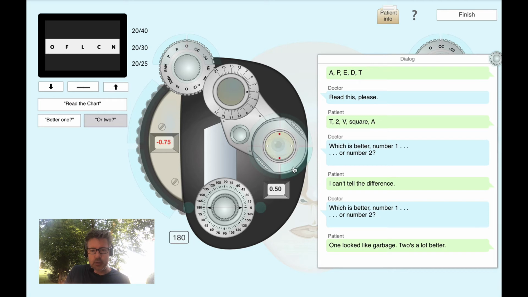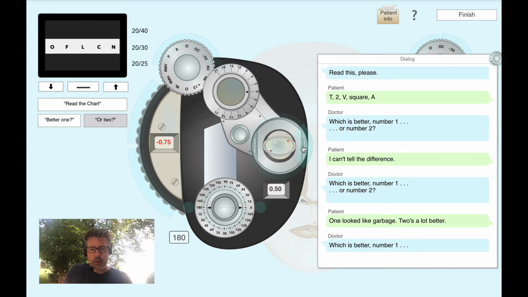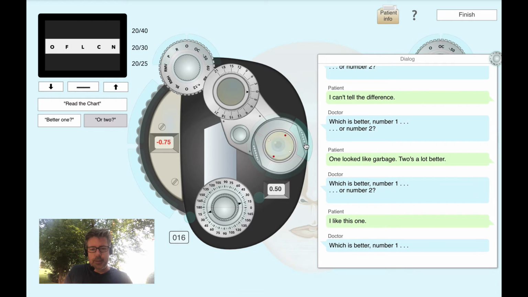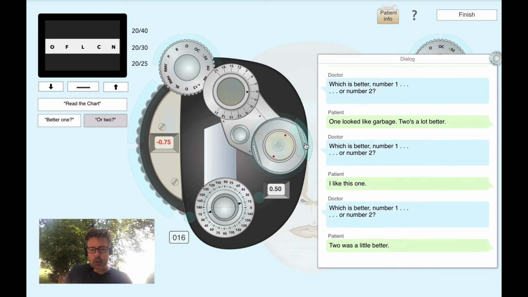So I'm going to just work on the axis for a little bit now. Which is better, Donna? One or two? I like this one. So once again, we're interested in the white dots. The axis is at 180. The white dots are counterclockwise, so we're going to turn this counterclockwise. I'm going to go about 15 degrees. Donna, which is better, one or two? Two is a little bit better.